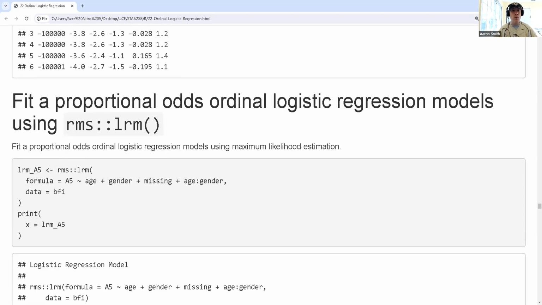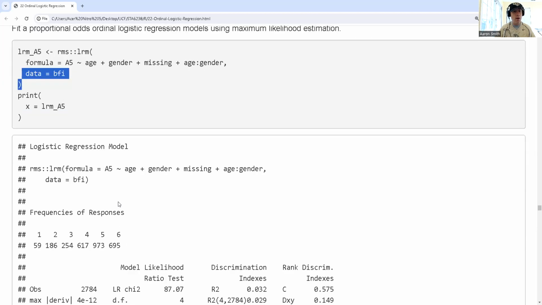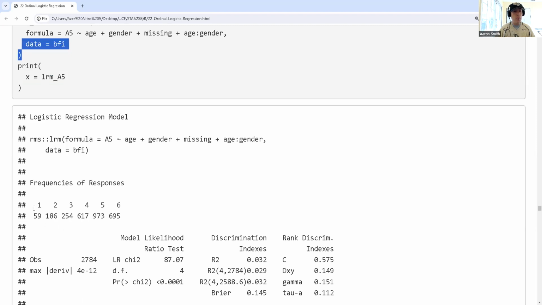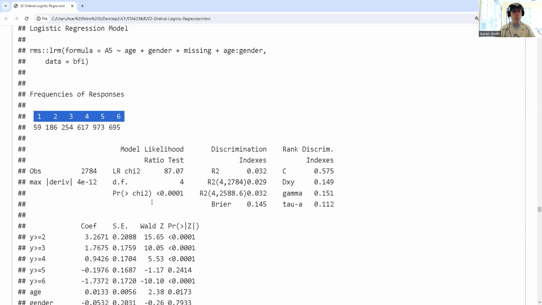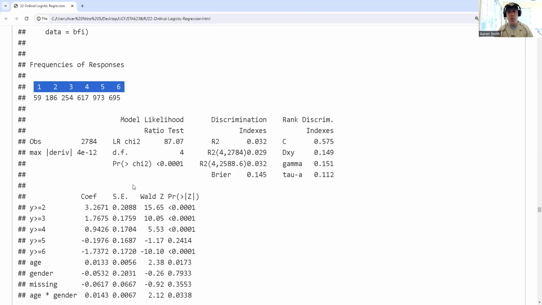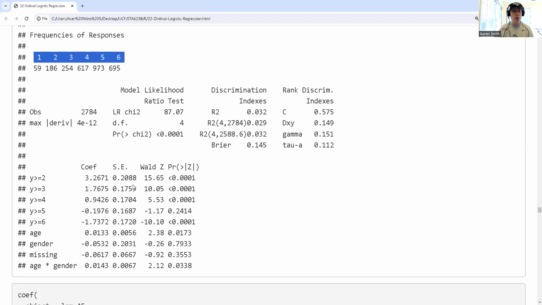All right, next one is a proportional odds ordinal logistic regression using the LRM model. And so things are pretty much the same thing as what we did before. I grab the function, I put in the formula, I tell it the data, and it works it out. And frequency of the responses, it does some nice hypothesis testing for me right out the gate, so I don't have to call summary or ANOVA.